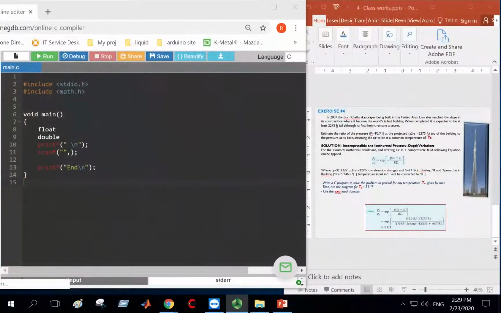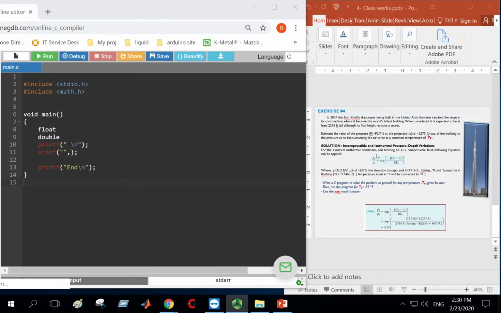This is C programming lecture number 4, exercise number 4. Another example of how we can use programming to solve different kinds of problems. In this example, taken from one of the mechanical engineering topics, at the end we have an equation. The pressure ratio P2 over P1 can be calculated by this equation. So the pressure ratio equals the exponential of minus G times the height difference divided by R T0.